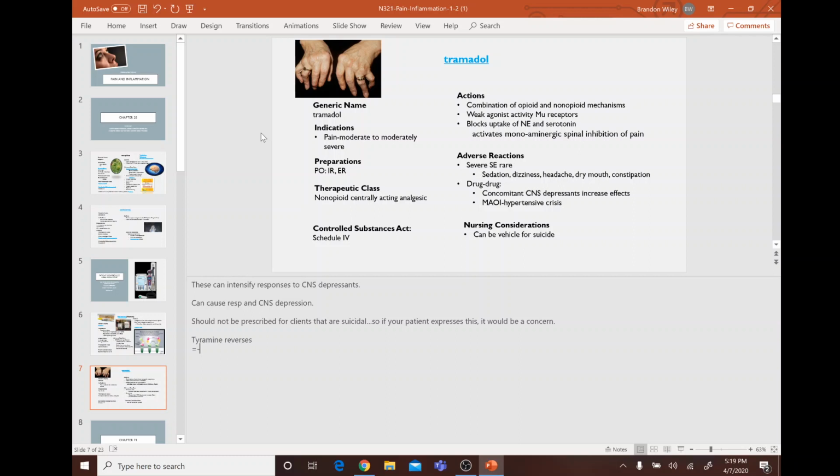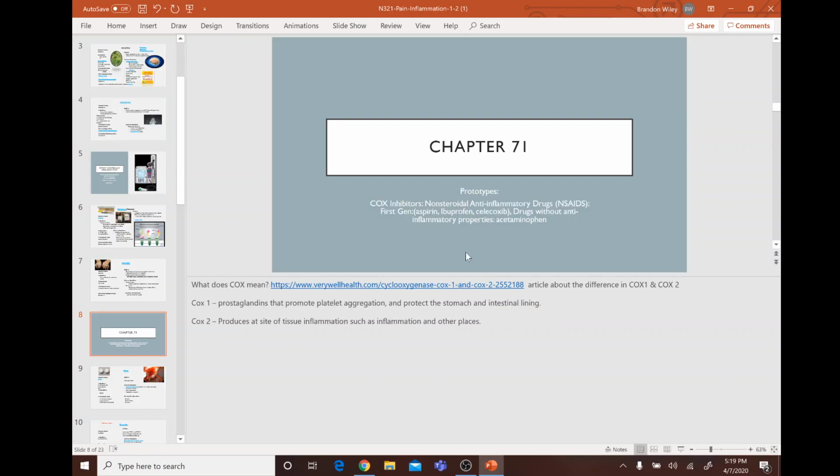Can be a vehicle for suicide and can cause respiratory and CNS depression. So don't give to suicide patients. What is the antidote for Tramadol? Tyramine. All right, now we're going to go over more drugs.